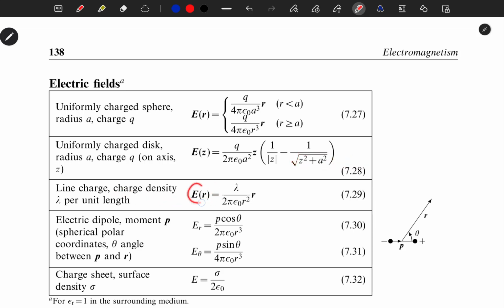For line charge density, E equals lambda by 2 pi epsilon 0 r, or 2 lambda by r in Gaussian units. Electric dipole moment: E radial component is 2p cos theta by r cube times 1 by 4 pi epsilon 0. So this is radial. For the angular direction we have p sin theta by r cube. Sorry, this will also be r cube. For a charge sheet on a surface, E is sigma by 2 epsilon 0.